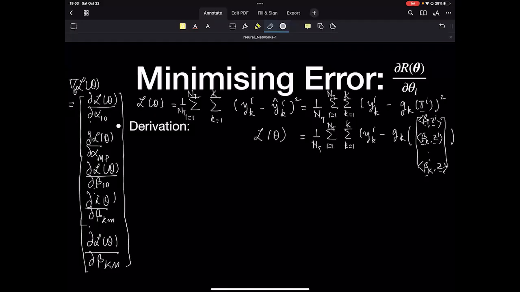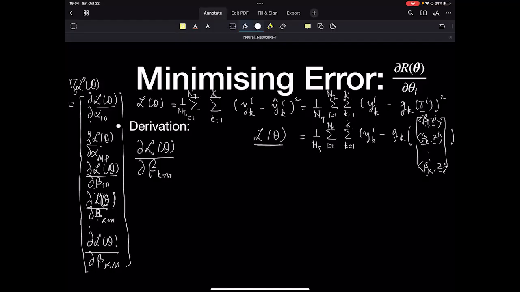Okay, so we'll start out by trying to find this guy here. We know what L of theta is. Now we want to find the partial derivative of this loss function with respect to one particular weight, which is going to compose our set of parameters theta. So we'll just pick one of these, and that is beta km. Are you with me so far? What I'm trying to say here.